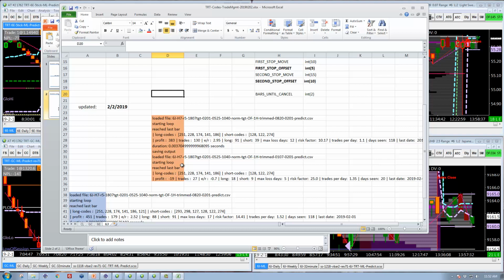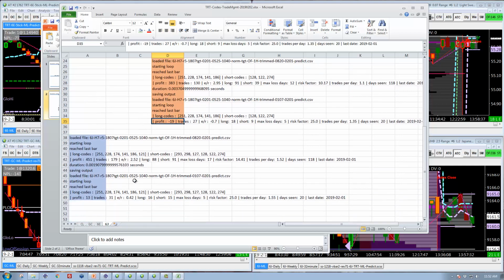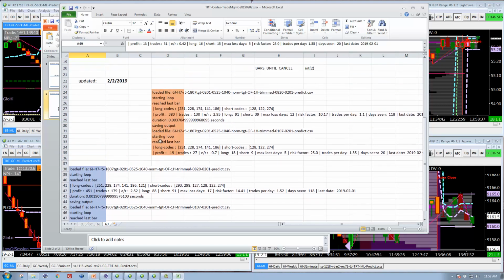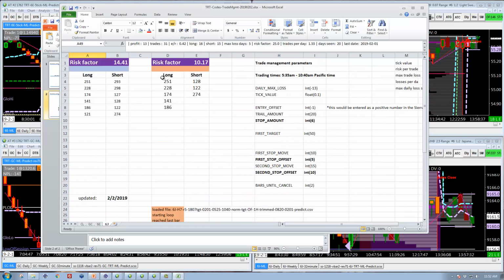All right, so we want to stay with using more data across a longer period of time, and then just pay attention to this. This has me concerned, and so because of that, I'm going to go more conservative, which means I'll be using this set of codes for the yen.